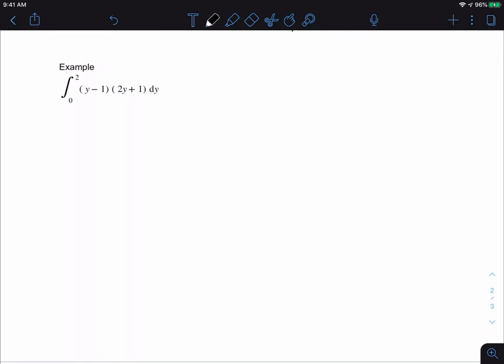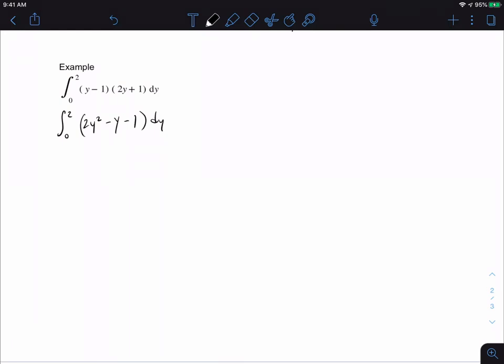So the first thing that I'm going to do is make it one polynomial function, right? By doing the distributive property to this. So then this is going to be from 0 to 2, and I'm going to get 2y squared minus y plus 1. Okay? Does that make sense to you guys? Did I do that right? 2y squared minus 2y plus y. Yeah. Oh, I made a mistake. This should be minus y minus 1. Yes. Thank you, Jose. Cool.